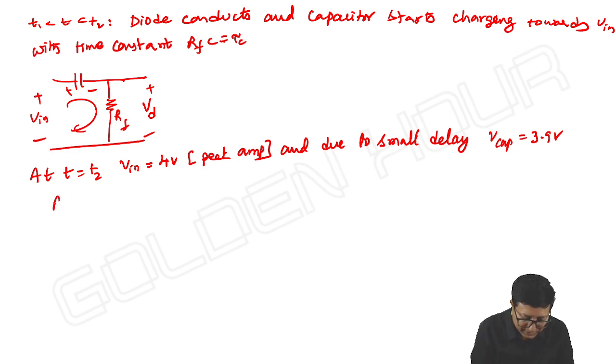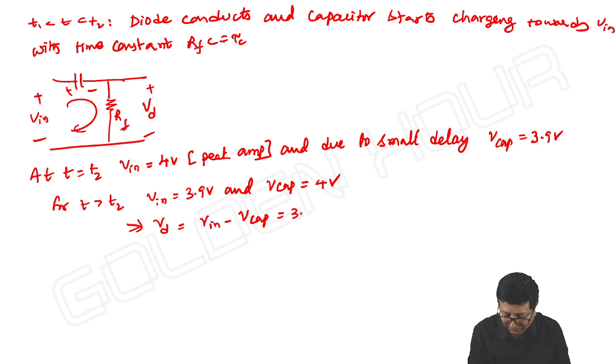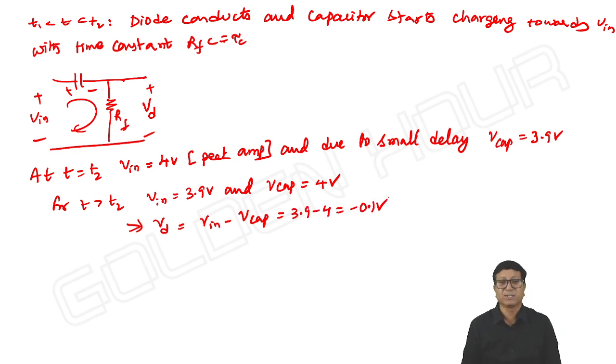Like this, for our understanding purpose only, I am writing it. So, somewhere slightly less than that. So, for t greater than T2, V input is falling below its peak amplitude, and by that time, the capacitor voltage reaches 4 volts. So that Vd is equal to V input minus V capacitor. It is 3.9 minus 4 is equal to minus 0.1 volt. Diode is experiencing negative voltage from anode to cathode. Immediately the diode becomes off.